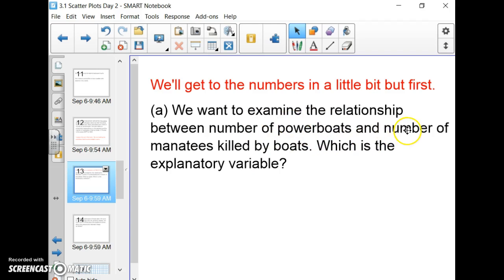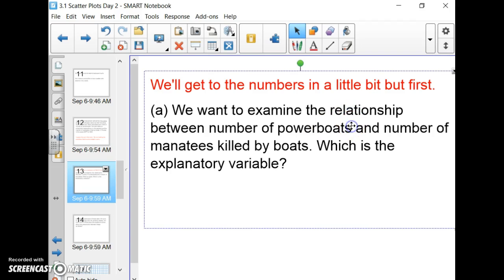And then we're going to say that the number of manatees killed by boats is our y value. Now, I don't want to explicitly say it's the response variable because we can't say that yet. Powerboats are going to be our explanatory variable, but we're attempting to prove that the manatees killed by boats is the response. We can't say it yet because we haven't looked at the numbers yet. We can't just assume that.